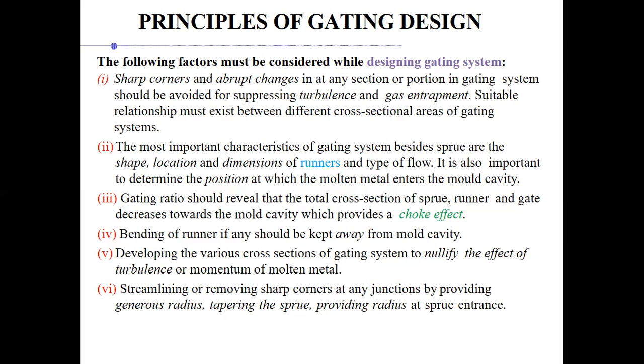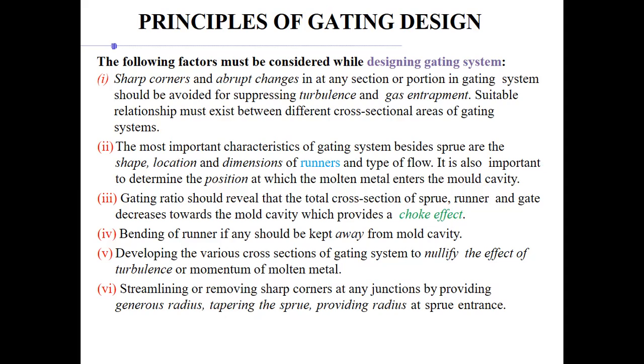The cross section is so decided that it nullifies the effect of turbulence, right? Smooth flow is to be maintained, so turbulence is to be nullified. Or momentum of molten metal, right? The mass and the velocity with which it is flowing through, the product of that should be optimized, right? The momentum.